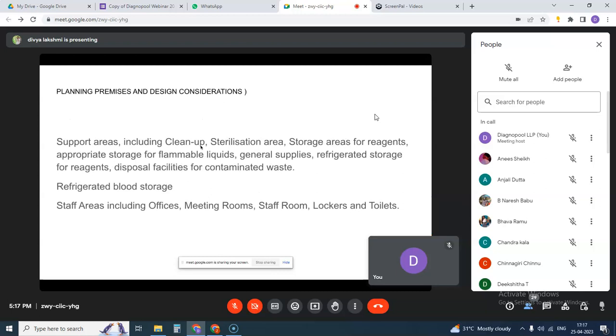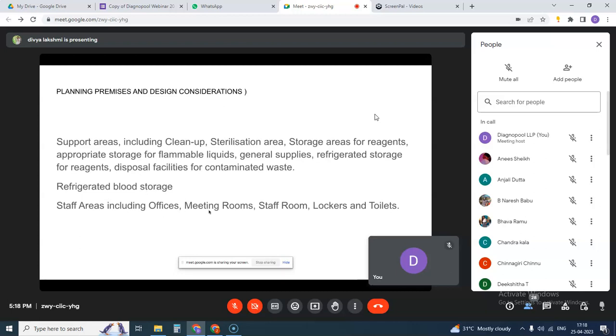Other supporting areas like cleanup area, sterilization area, storage area for reagents, appropriate storage for inflammable liquids if they are used in the lab, and refrigerated storage for reagents. Disposal activities for contaminated waste should be separate. The blood storage refrigeration should be separate.